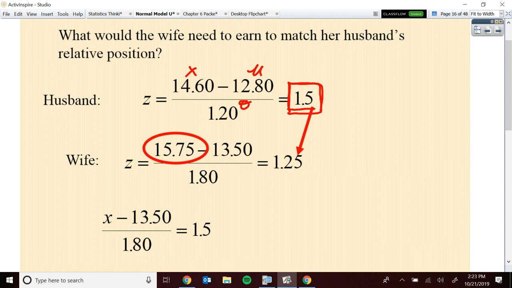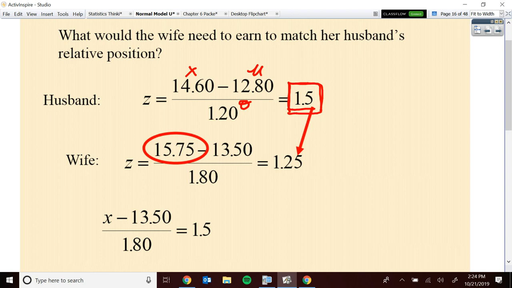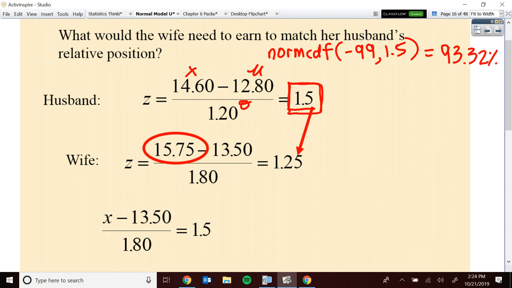With that z-score of 1.5, I want you to compute his percentile. If you don't have your calculator, make sure you get one. What percentage of his department was he higher than? Do that now real quick. Find his percentile. That's going to be your lower area below, so you're norm CDFing from negative infinity up to the z-score. What number do we use to simulate negative infinity? Okay, negative 99. You put that in there. So what percentile is he in? He's in the 93rd percentile because he's higher than 93.32% of his peers, or his coworkers.